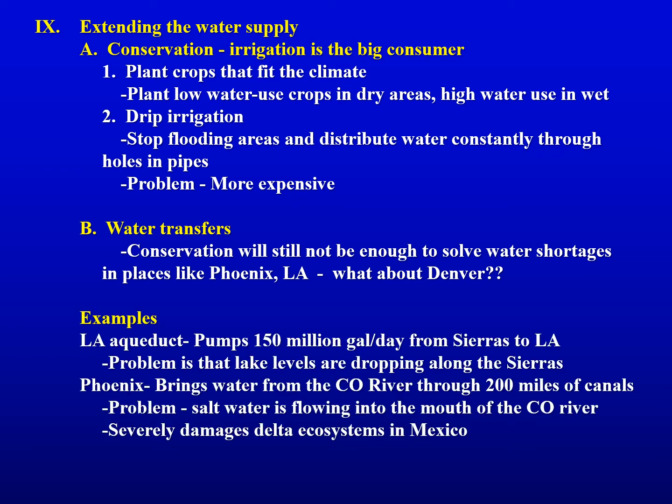So again, we talked about the LA aqueduct. 150 million gallons of water a day from the Owens Valley, Mono Lake, Feather River, Colorado River. You saw how the Mono Lake levels dropped substantially once LA started taking water that flowed into it.